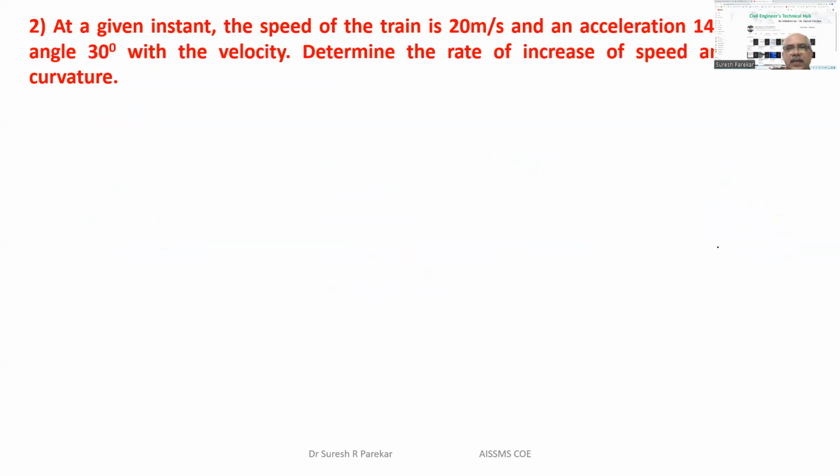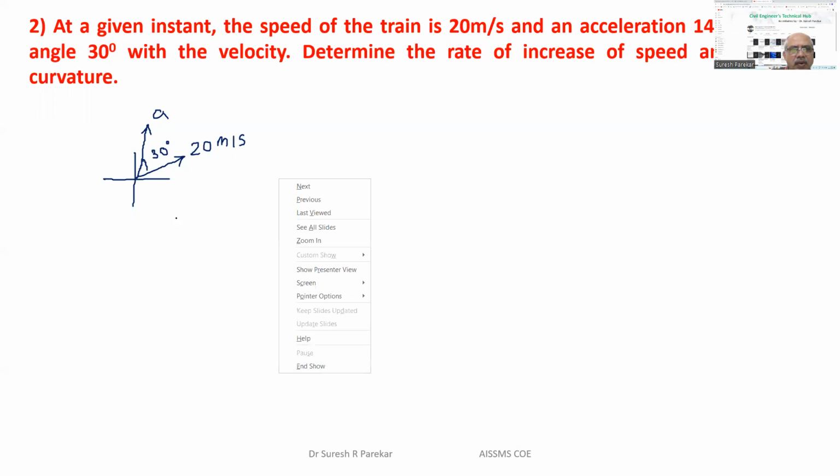Then we have, at a given instant, the speed of the train is 20 meter per second. So speed is given as 20 meter per second. We do not know the coordinates or anything. Then it is given that the acceleration makes an angle of 30 degrees. So let us say somewhere here we have acceleration which is making an angle of 30 degrees with the velocity. Determine the rate of increase of speed and the radius of curvature.